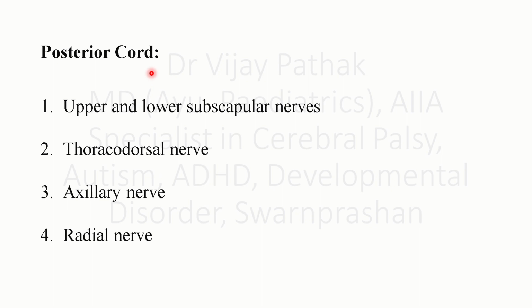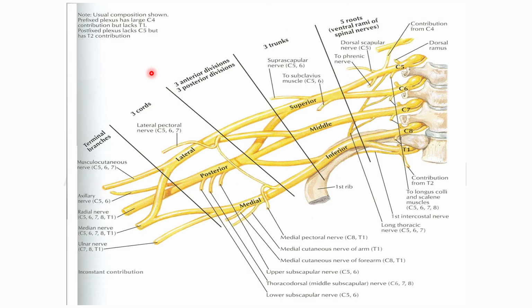Branches of the posterior cord. There are branches of the posterior cord: the upper subscapular nerve, thoracodorsal nerve, and lower subscapular nerve. These are three divisions, and another is the axillary nerve. It is a branch of the posterior cord, and the last one is the radial nerve. This is also a branch of the posterior cord. So this is about the branches of the cords.